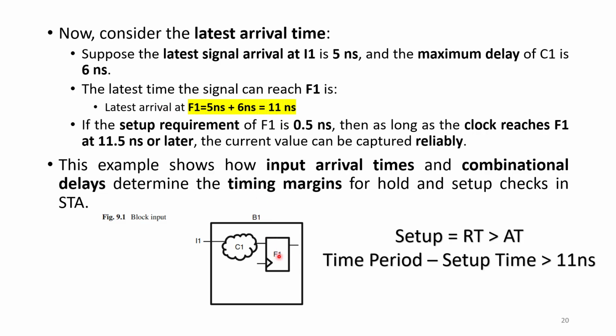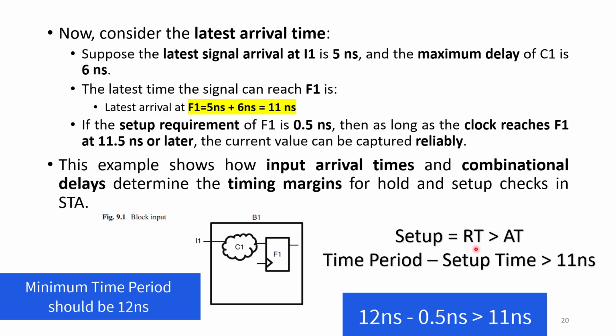So here we are calculating setup. For setup, we know the formula, that is required time should be greater than the arrival time. So required time is something which is calculated as total time period minus setup time of this particular flip-flop. Whereas if it is hold, it will be only the hold time. Remember this point. So here required time is total time period minus setup time, which should be greater than the arrival time. So arrival time is nothing but I1 plus C1. So I1 is 5 and this is 6. So 5 plus 6 is 11. So total time period minus setup should be greater than 11 nanoseconds. Then only we won't get any setup violation.